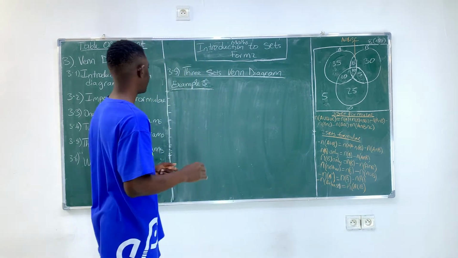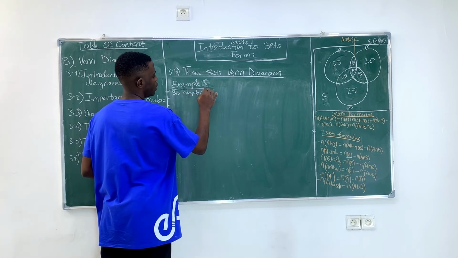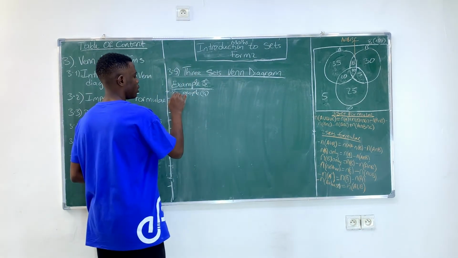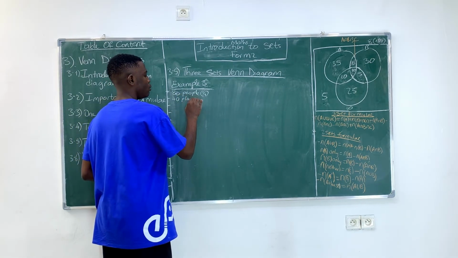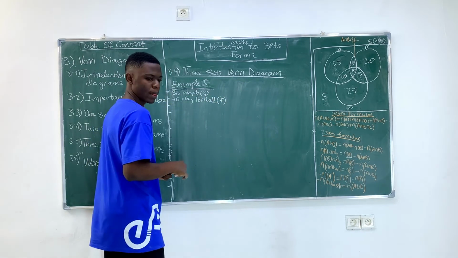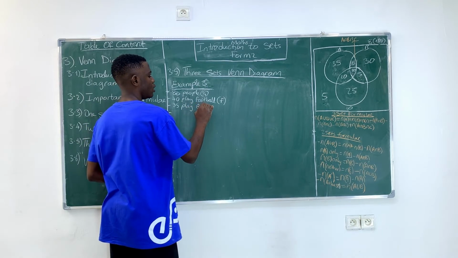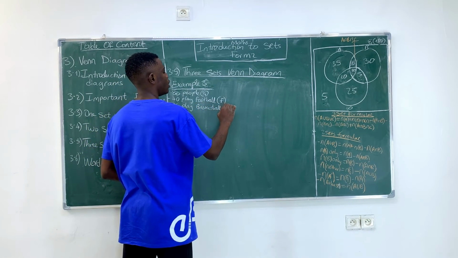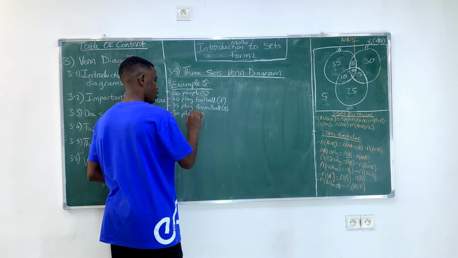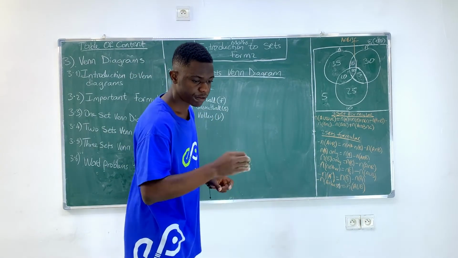So example 3 says in a survey, 80 people were interviewed, that is our sample space. 40 play football, let's call it F. 35 play basketball, let's call it B. 30 play volleyball, let's call it V. 15 play football and basketball.